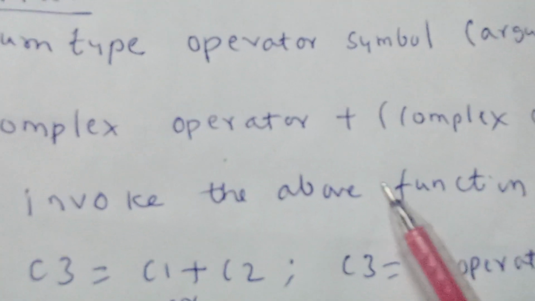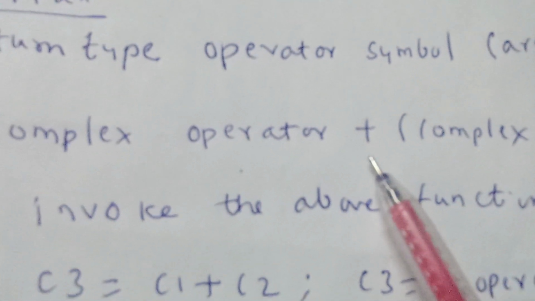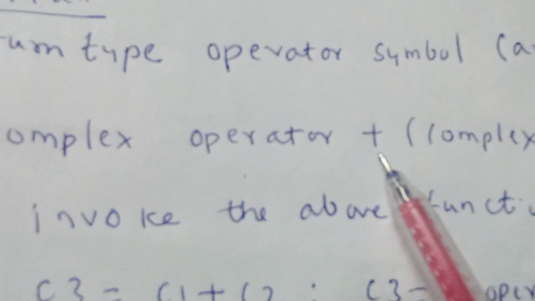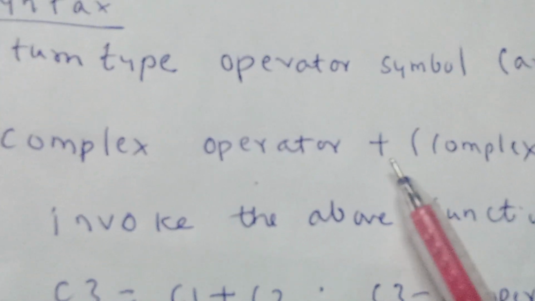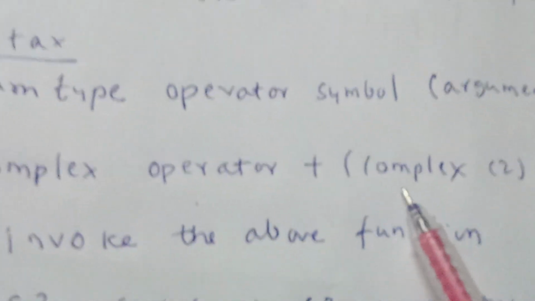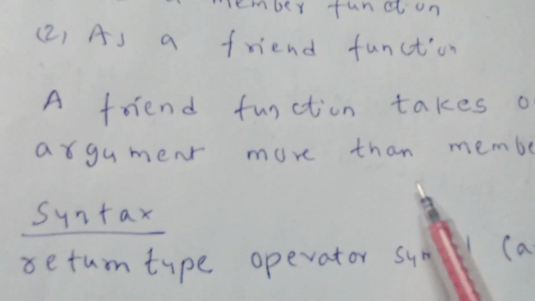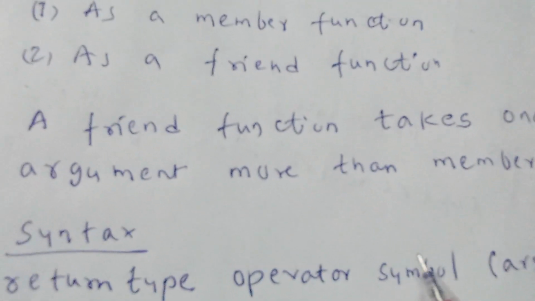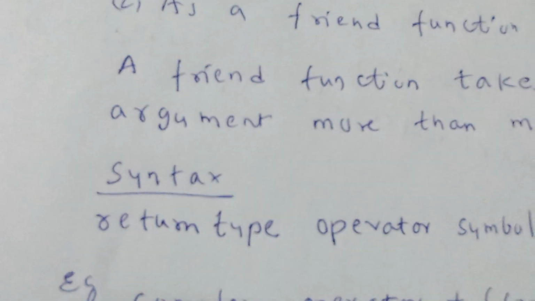Whereas if you are implementing the plus function as a friend function, it doesn't have access to the members of the object, so we have to pass the two objects as the arguments. So a friend function takes one argument more than the member function. Now let us learn this concept with the help of a class. Let us see a program where we write the complex number as a class.